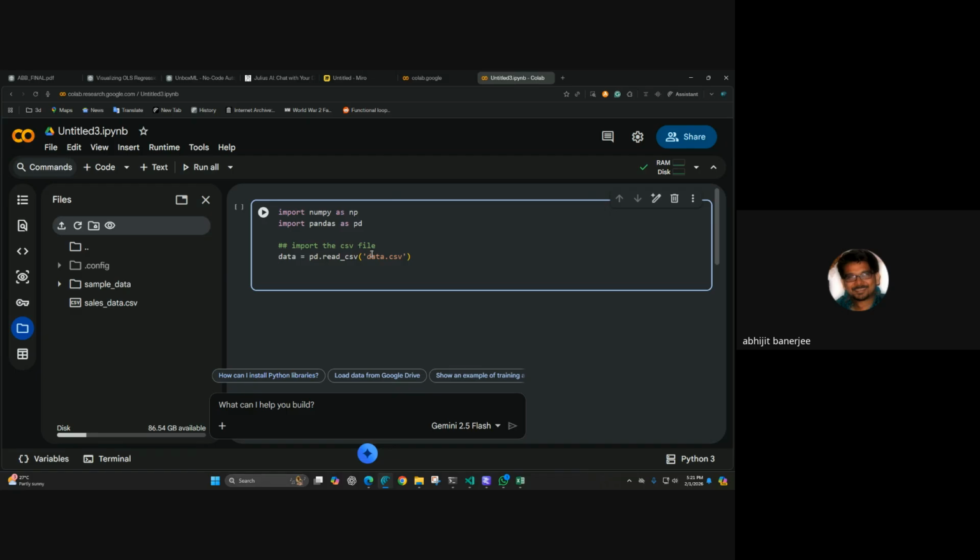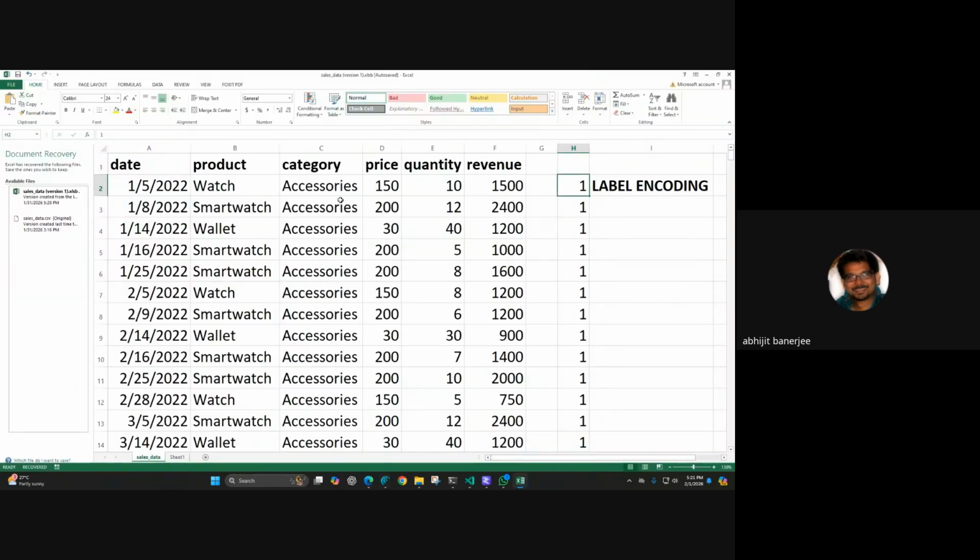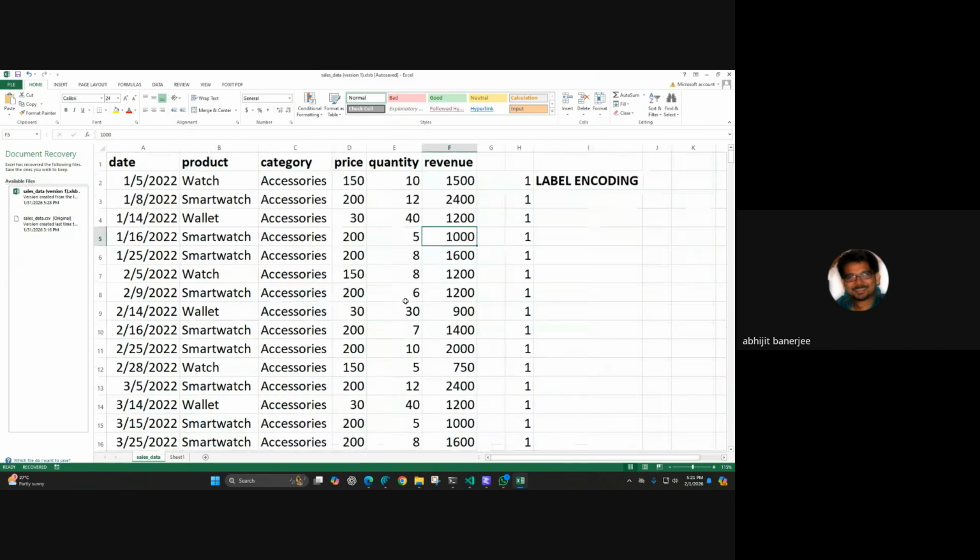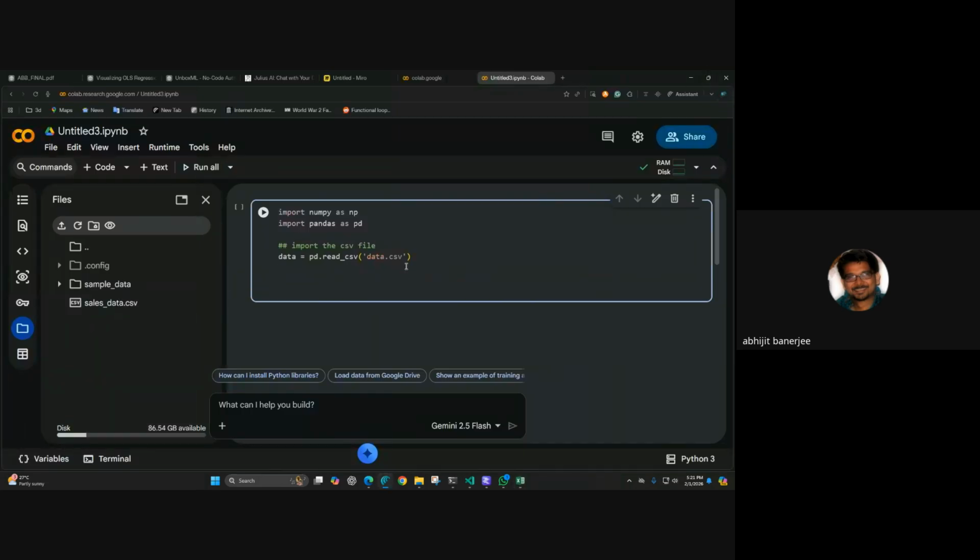But there is a problem. With this data.csv, we are only concentrating on the category called accessories. So I need to filter this out. When you are working as a business operative, you need to filter things out. So I first filter by category equals to accessories. You will see data and category accessories is done.